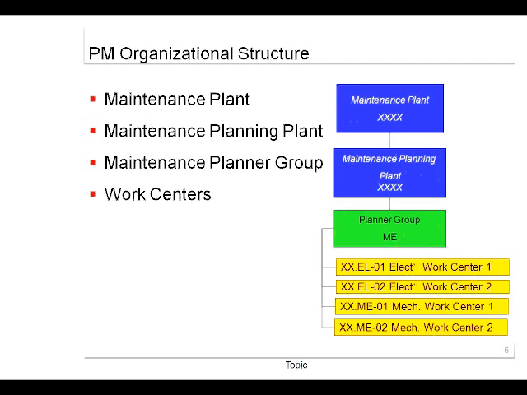So under a planner group we have a lot of work centers. Say work center 1 will have a specific responsibility, and each work center will have a specific responsibility. This means each is a group of people, say 5 people, 5 people, 5 people, 5 people. So these work centers come under the planner group, which in turn comes under the maintenance planning plant, which in turn comes under the maintenance plant.